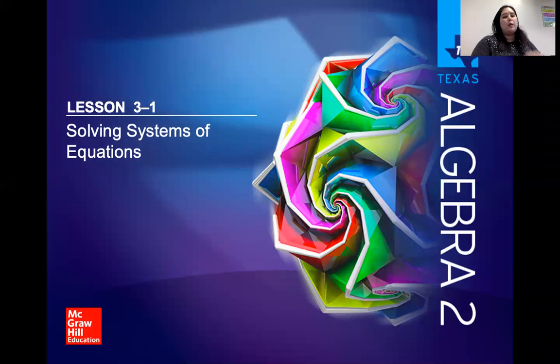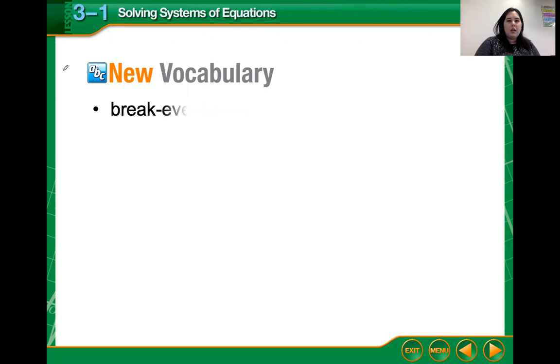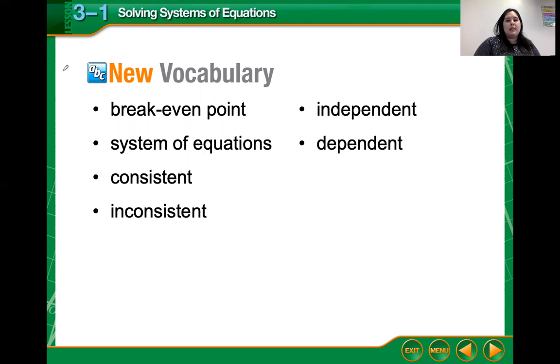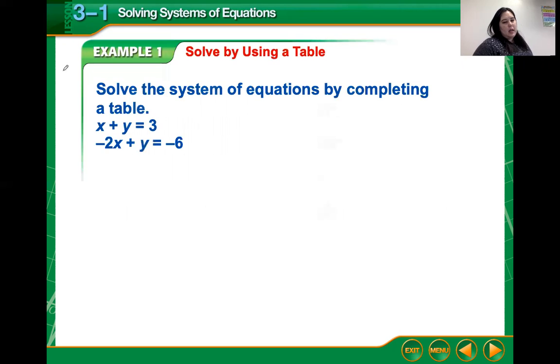Everyone. Today we're going to go over lesson 3-1, which is solving systems of equations. We'll get started. We are going to review 2-variable systems, and then later on we'll move to inequalities as well as 3-variable systems. Some important vocabulary we might hear: break-even point, system of equations, consistent, inconsistent, independent, dependent, substitution method, elimination method.